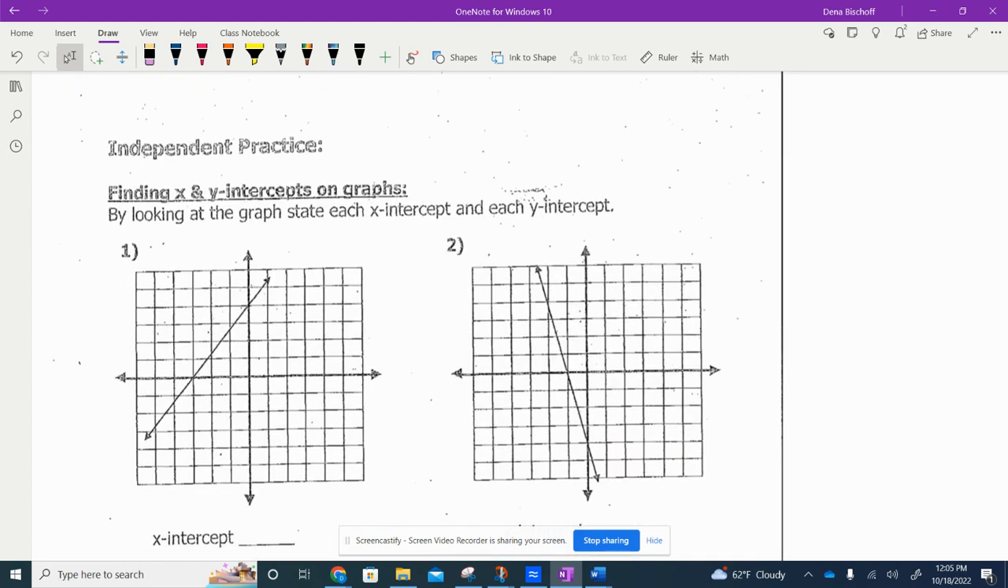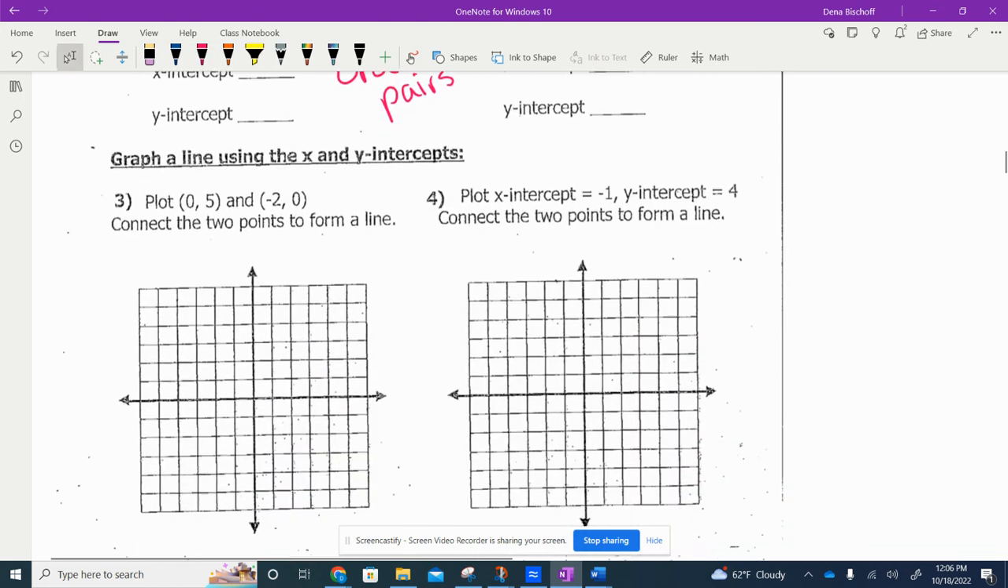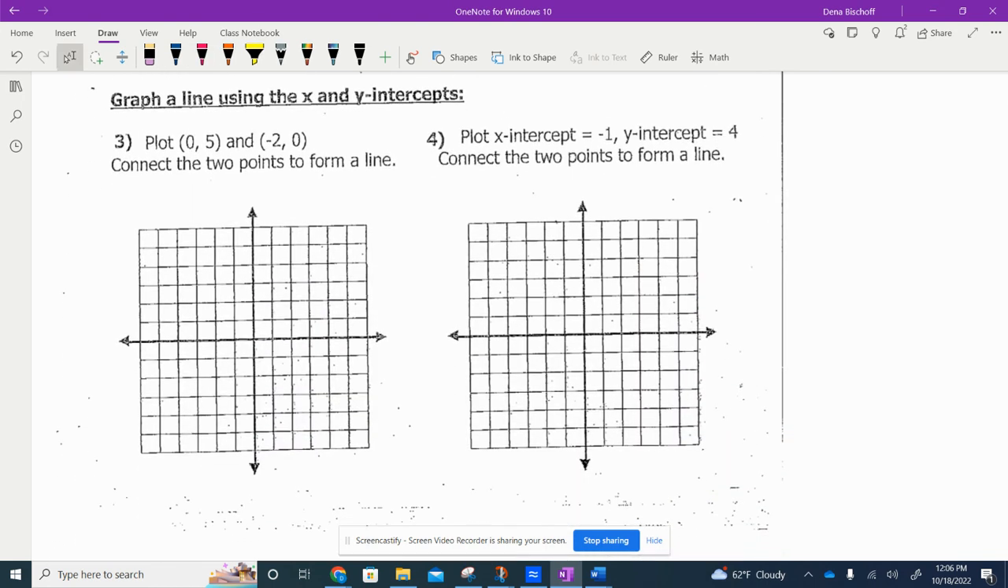It says independent practice. So all you're going to do for this one is look at the graph and identify what? Yeah, your intercepts, your x and your y intercepts. Make sure you write them as ordered pairs. Don't just put the number down. I want ordered pairs, okay? Then you're going to graph the 2 points and connect them with a line.